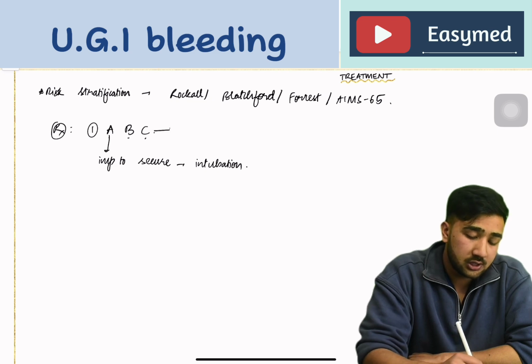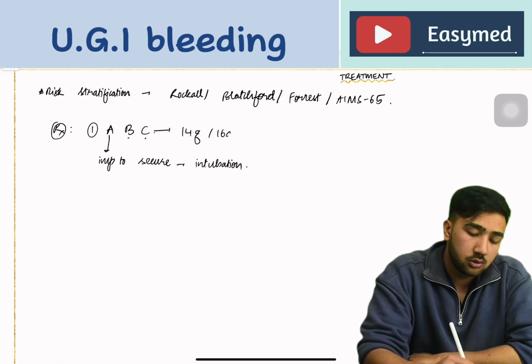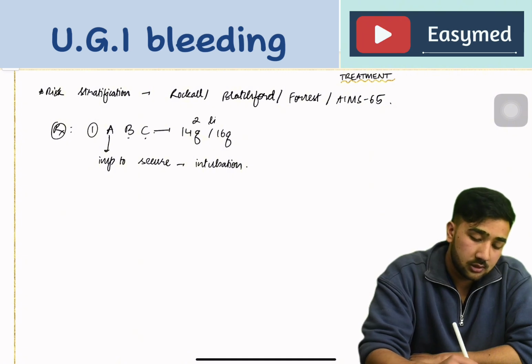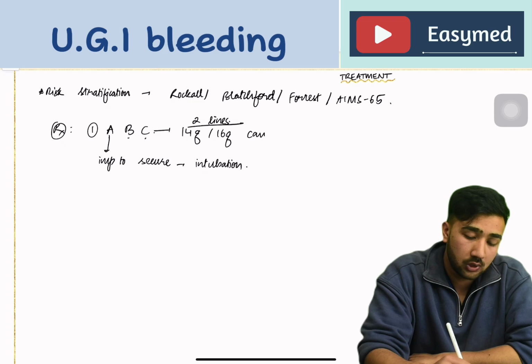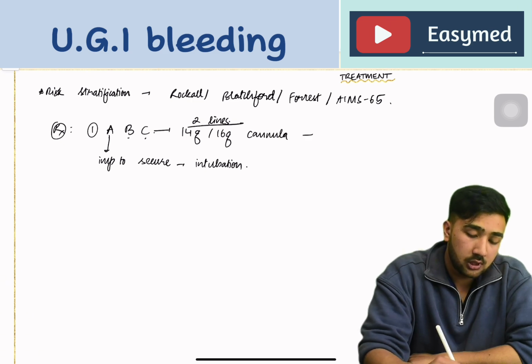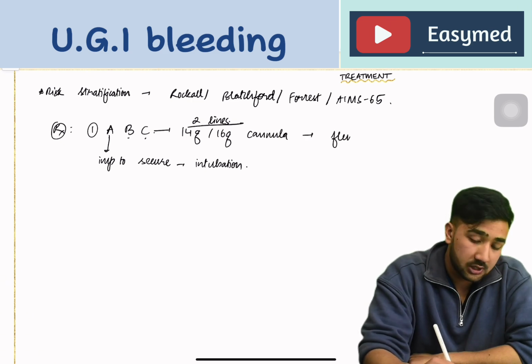Next, circulation is very important as well. We usually open two lines with either 14 gauge or 16 gauge को cannula ले 2 lines open गर्नुपर्यो and immediately fluids चाहिँ हामीले start गरिहाल्छौं है त.